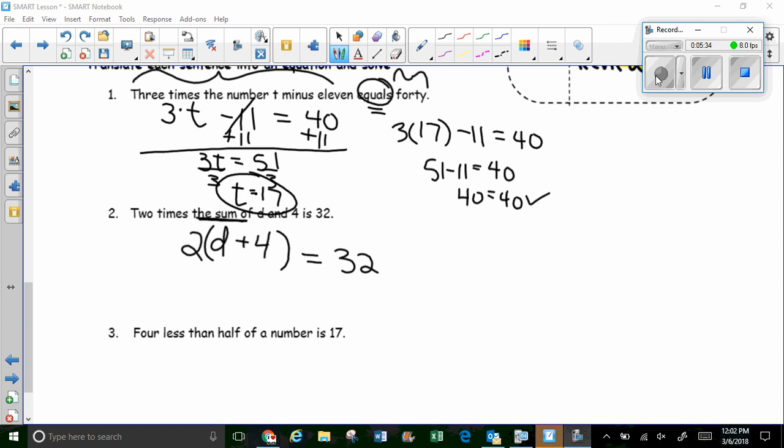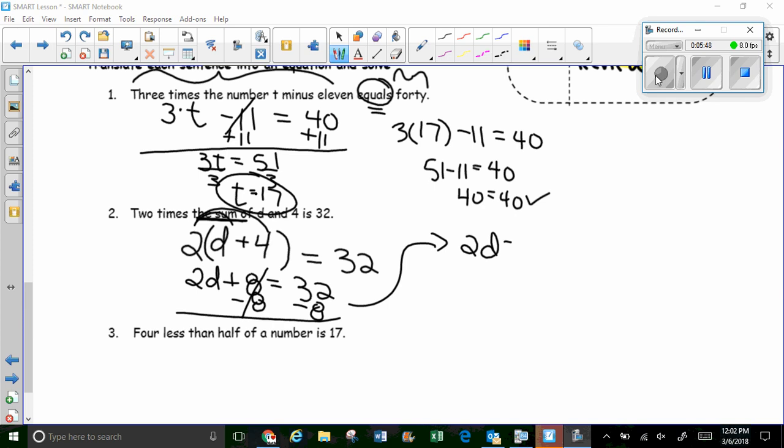Now I'm just going to solve. So go ahead and distribute the 2 in, which will give me 2b plus 8 equals 32. Subtract 8 on both sides, which will give me 2b equals 24. Divide both sides by 2, and you'll get b equals 12.